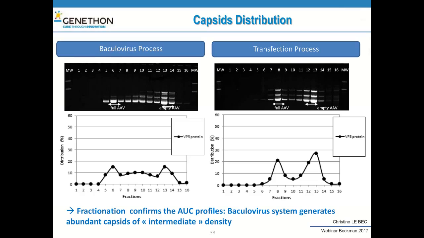And you can see that the fractionation confirms the AUC profile: the baculovirus system generates abundant capsids of intermediate density compared to the transfection process. We have done this from fraction 5 to 14 for the baculo, and from fraction 8 to 13.